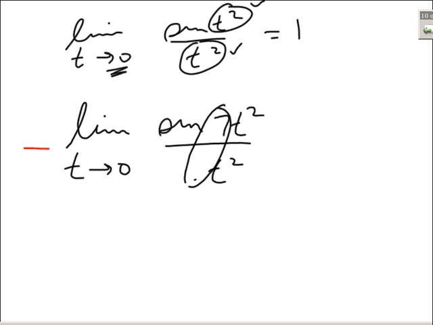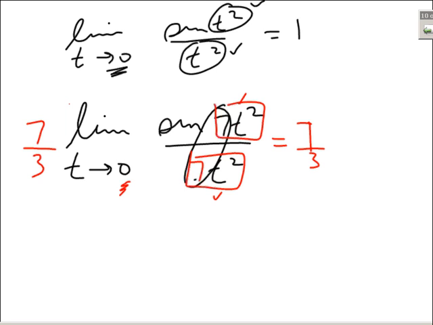I'm going to pull out in front a 3. I'm going to put a 7 in the bottom, and I have to put a 7 on the top. Since both of these are now equal, and when t approaches 0, they both equal 0, this is 1 times the number in front. That is, this limit is 1.